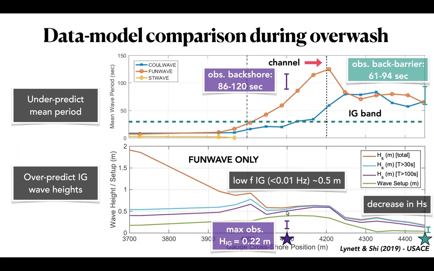And we can see that the simulated infragravity wave heights are about 0.5 meter. This is much larger than our observations of about 20 centimeters. But we do see a decrease in wave height into the back barrier in this model simulation. So to summarize, the Boussinesq wave models are under-predicting mean period and over-predicting infragravity wave heights, but generally doing a good job in the nearshore.